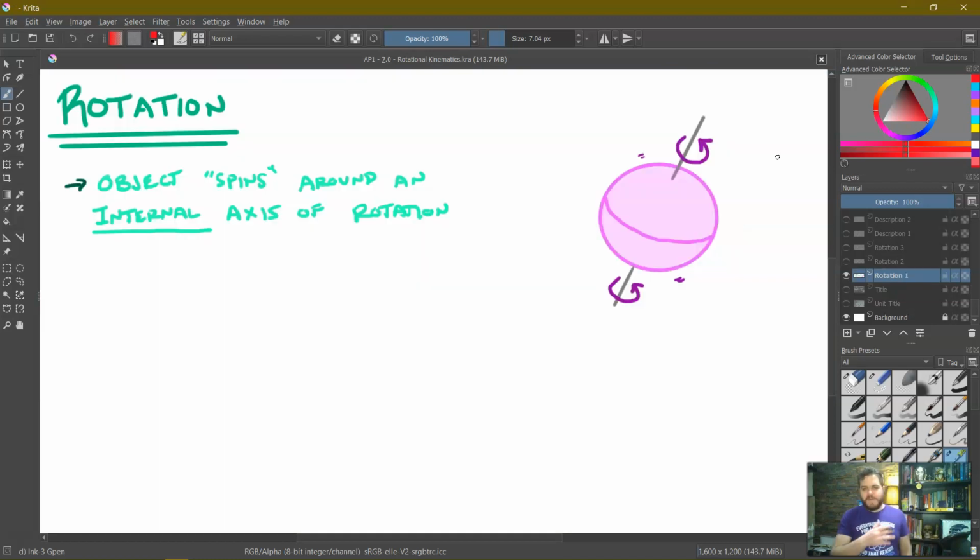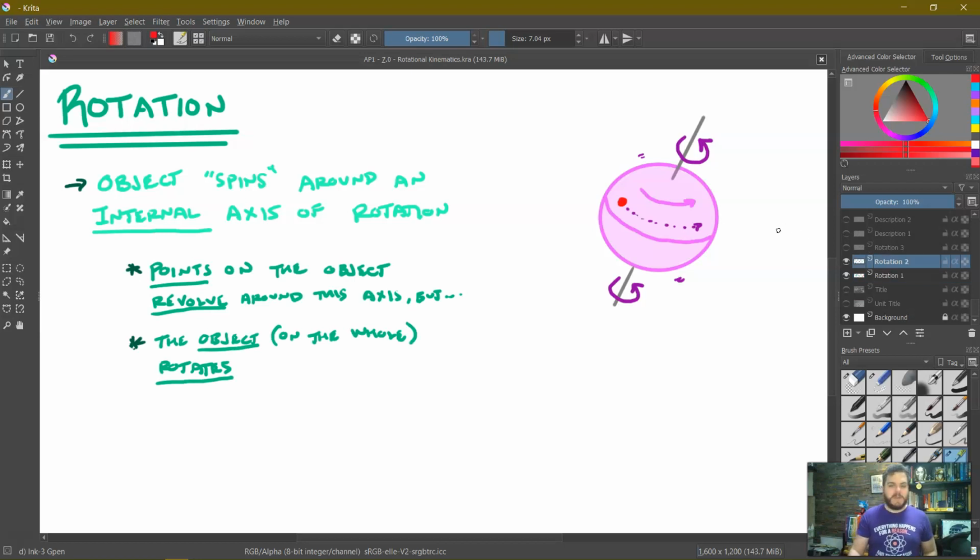So first, let's just have a broad definition of what rotation is. Rotation is when an object spins around an internal axis of rotation. So if I have this sphere here, it is spinning in essence around itself, around this internal axis. Now remember, this is different from what we did in circular motion, which had to do with revolution, with the idea that objects are moving around an external axis of rotation. Now they're spinning around an internal axis of rotation.